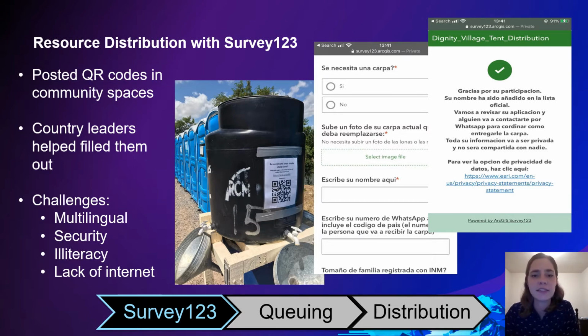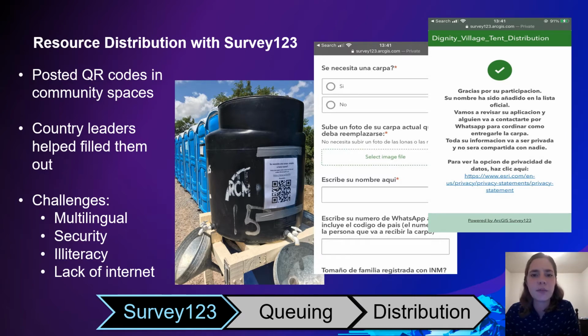Asylum seekers accessed the survey via their own smartphone. However, if they didn't have access to a smartphone or couldn't read, they could go to their country leader in order to get help filling out the survey. The surveys were done in Spanish, although not everybody in the camp spoke Spanish.